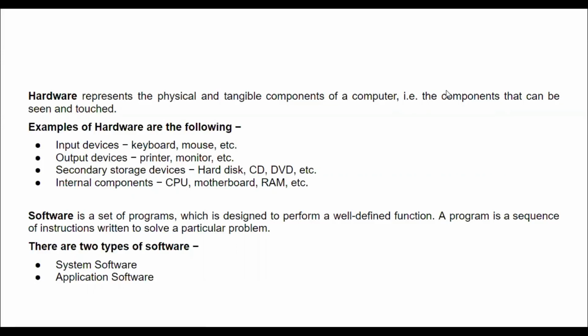Examples of hardware are the following. We have input devices like the keyboard and mouse. In output devices, we have the printer, monitor, etc. Then we also have secondary storage devices: hard disks, CDs, and DVDs. And internal components like the CPU, the motherboard, and RAM.